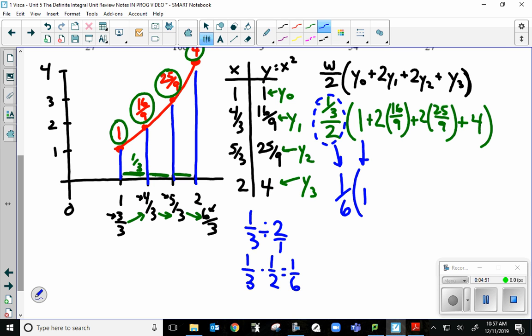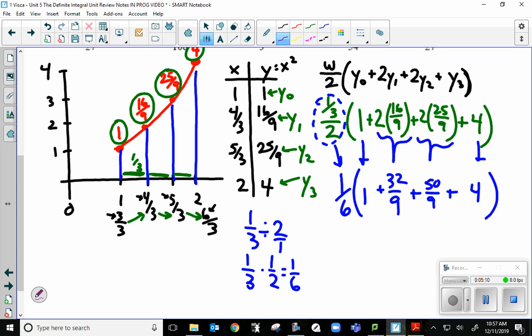Okay, this is going to be a 1 plus... if I do this math, it's 32/9 plus 50/9 plus 4. Well, as far as inside my parentheses, let's make everything a fraction that has a 9 as a denominator. 1 is the same thing as saying 9 over 9. 4 is the same thing as saying 36 over 9. Now I can combine all those fractions.